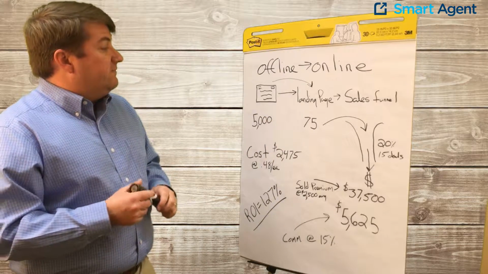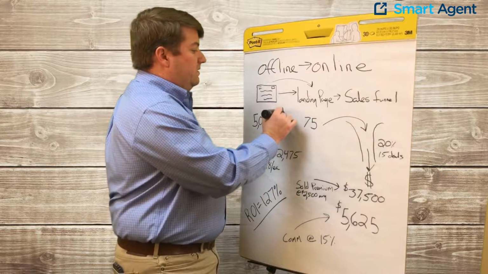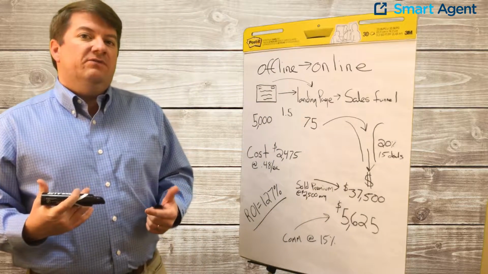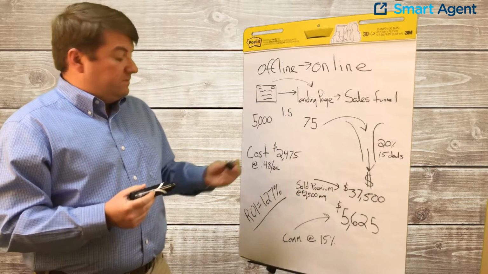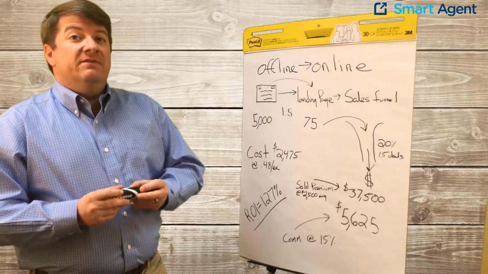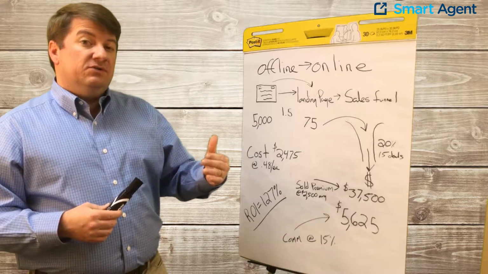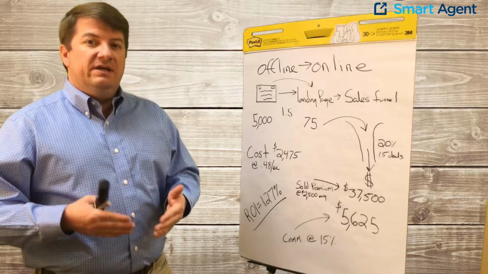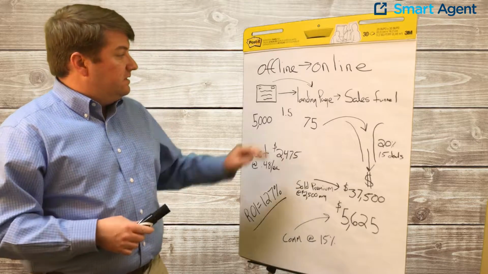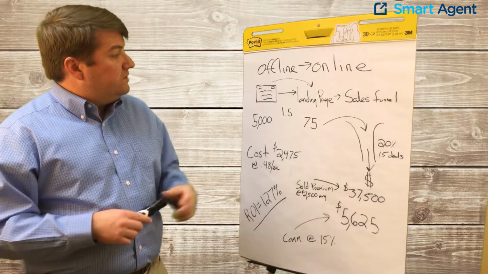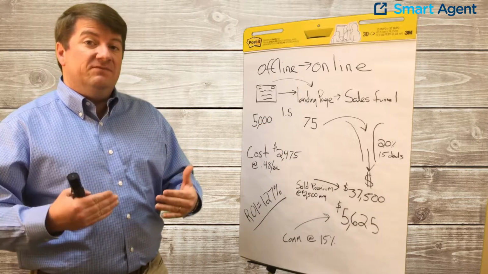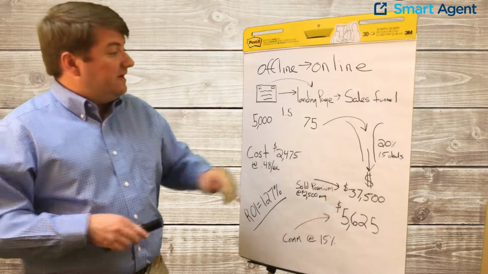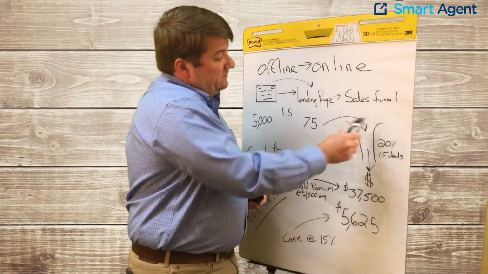So a 1.5 response rate would be really what an average would be. I would say when you first get this going, you could really expect maybe even a 0.75. You could get it as high as a 2 to a 2.25, depending on how niche and how strong your call to action is. But a 1.5 would yield you 75 responses off of 5,000. Once we get our 75, then they go into the sales funnel.